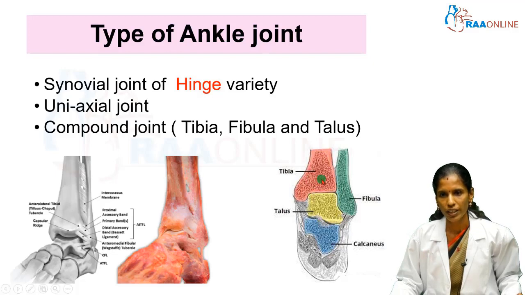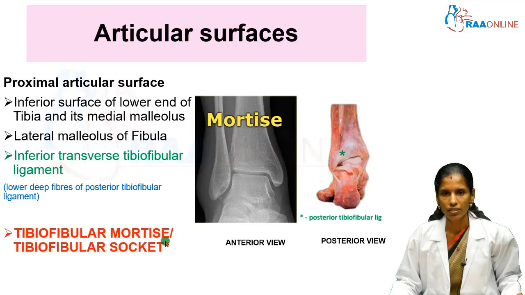The various bones taking part in the ankle joint are the lower end of tibia, the lower end of fibula and the talus bone distally. Since there are more than two bones articulating in the ankle joint, this joint is also called as compound joint. So in this image, this is a tibia which is present on the medial aspect. This is a fibula which is present on the lateral aspect, and you can see the upper articular surface of talus which are forming the ankle joint. Now we'll see the articular surfaces.